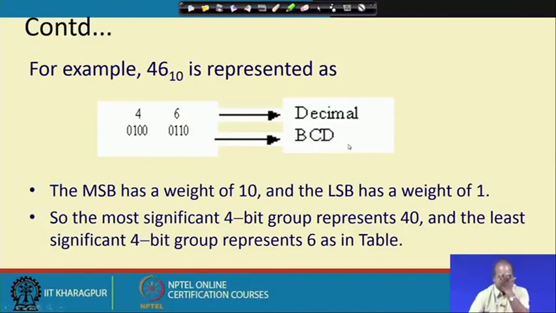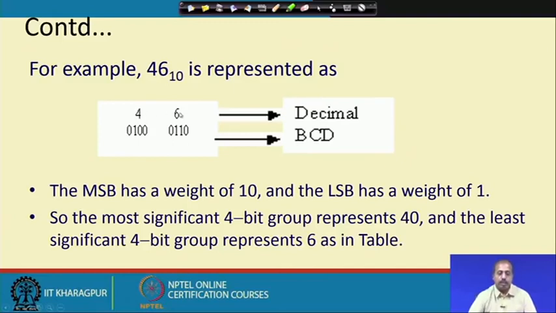So, it is like this. Take 46: the 4 is in one notation and the 6 is the other. This is the decimal number and this is the BCD number. The most significant 4-bit group has a weight of 10 and the least significant 4-bit group has a weight of 1. So, the most significant group represents 40 and the least significant group represents 6, because this weight is 10 and this weight is 1.